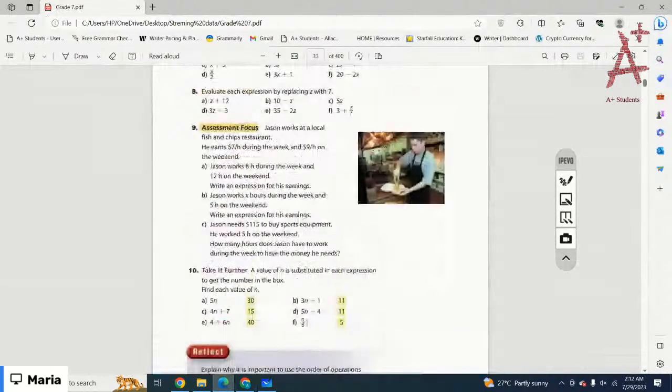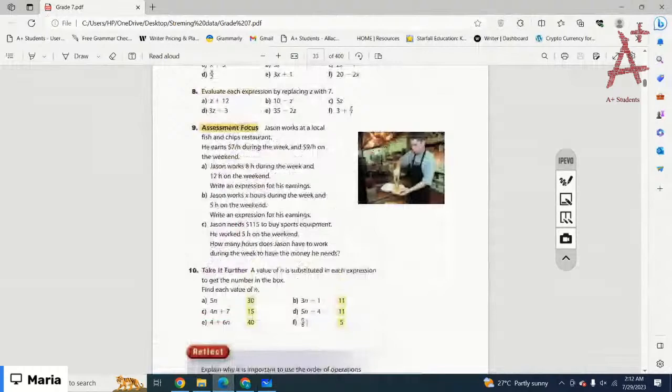Okay, let's just start with question number 9. Jason works at a local fish and chips restaurant. He earns 7 per hour during the week and 9 per hour on the weekend. Jason works 8 hours during the week and 12 hours on the weekend. Write an expression for his earning. Okay, you have to write down the expression. He earns 7 per hour during the week and 9 per hour on the weekend. Jason worked 8 hours during the week and 12 hours on the weekend, right?